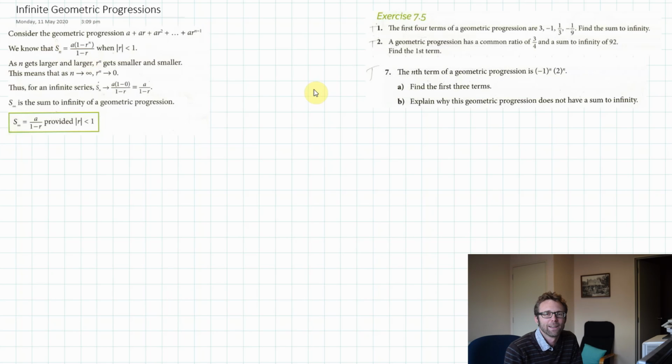Welcome back, guys. We're carrying on our study in the series chapter. We're looking at infinite geometric progressions today. You know what a geometric progression looks like.